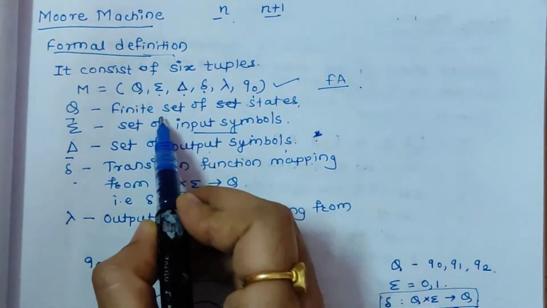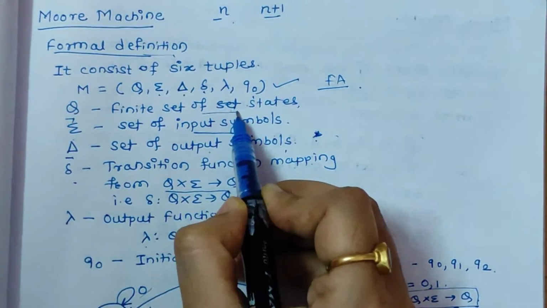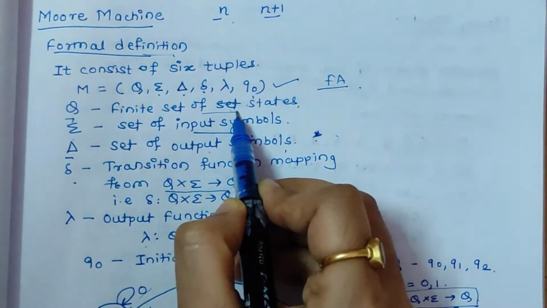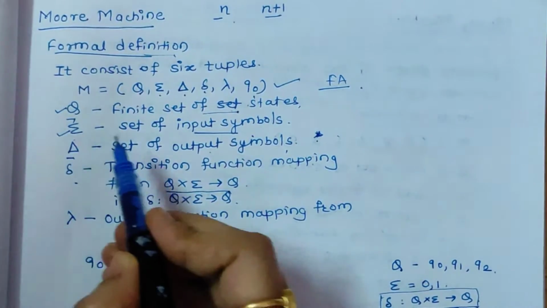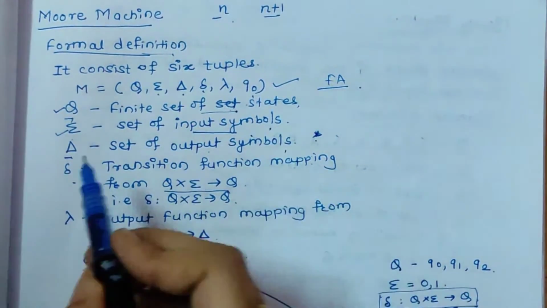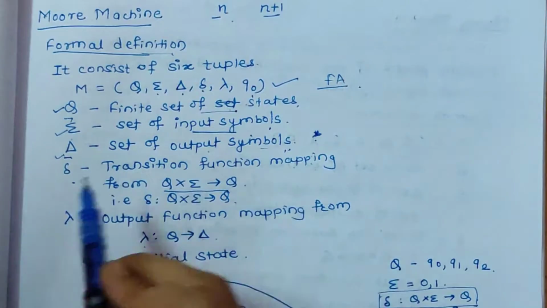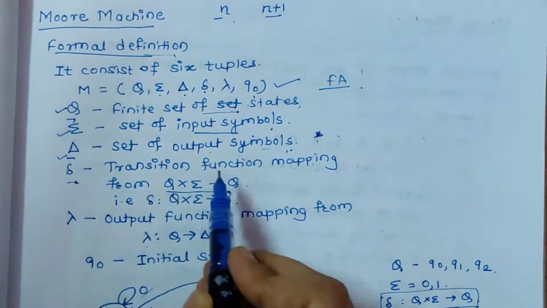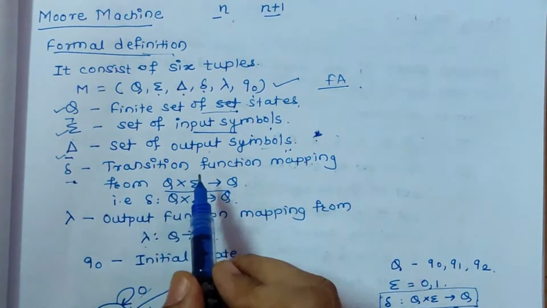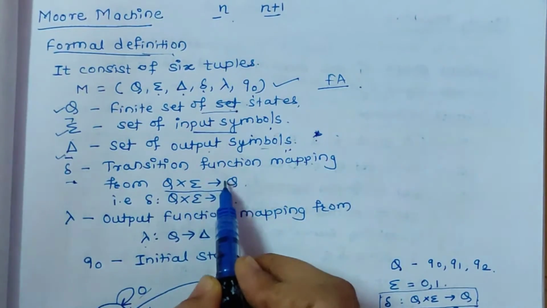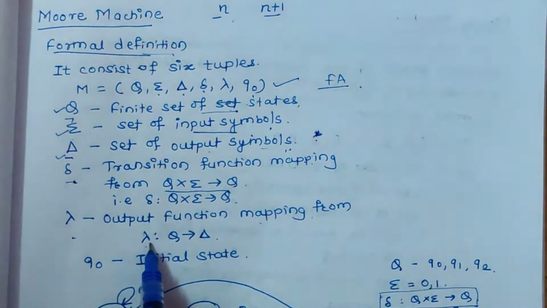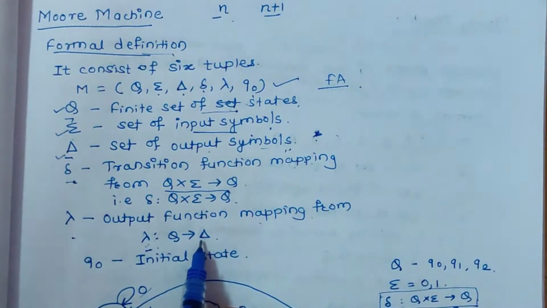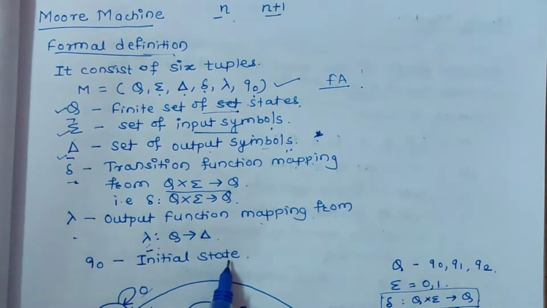So Q is a finite set of states here. That is, the number of states included in your machine will be the set Q. Then sigma is the input symbols, delta is the output symbols, then delta is the transition function mapping, that is Q cross sigma gives Q, lambda is the output function mapping from Q to delta, and q0 is the initial state.